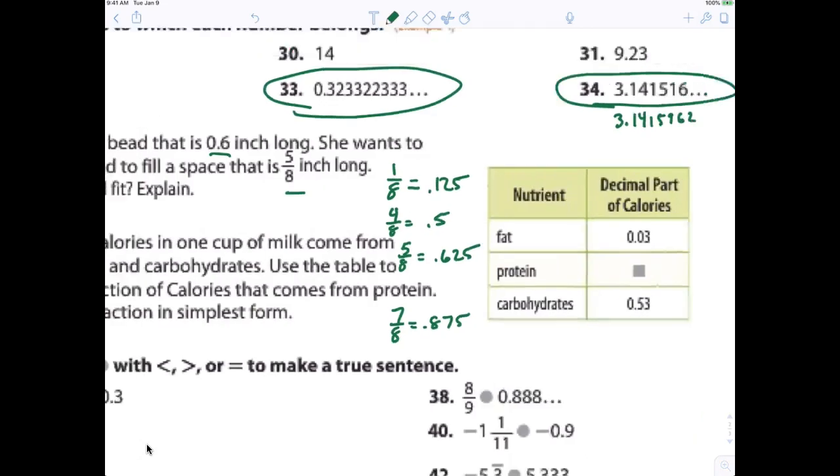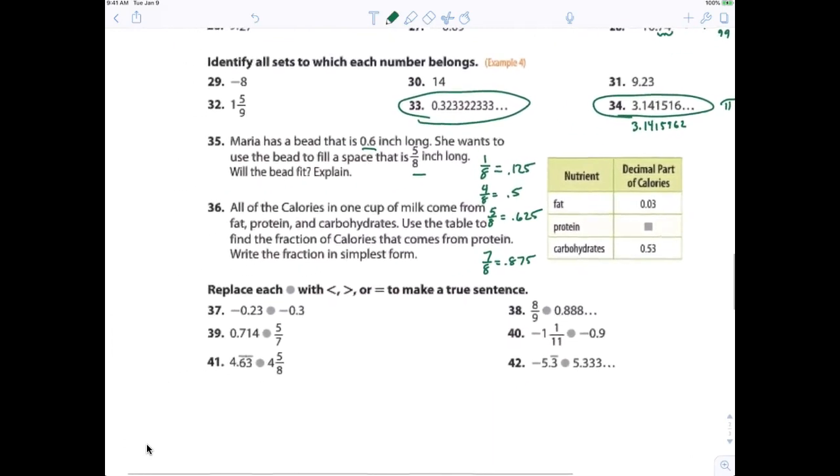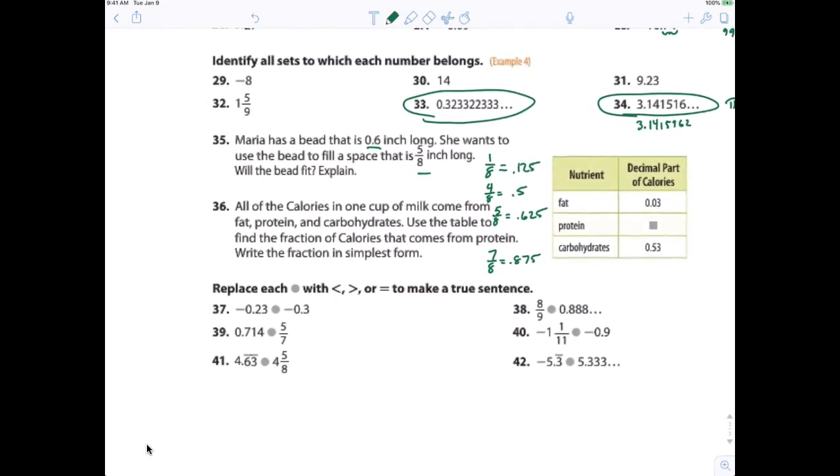So the question is: Maria has a bead that is 0.6 inches long. She wants to use the bead to fill a space 5/8 inches long. Will it fit? Yeah. Because the bead is only 0.6 inches, and the space is 0.625 inches. The answer is yes. Agreed? The 6/8 can reduce to 3/4. Oh, yeah. 3/4 is that.